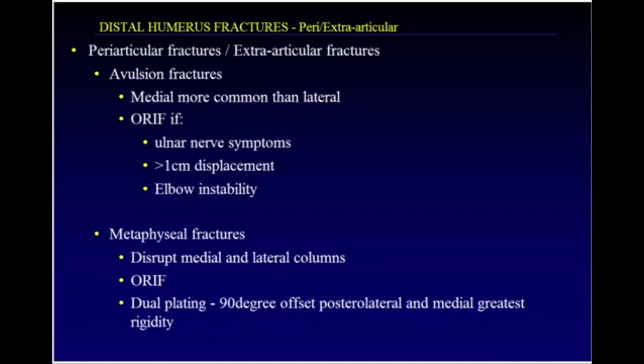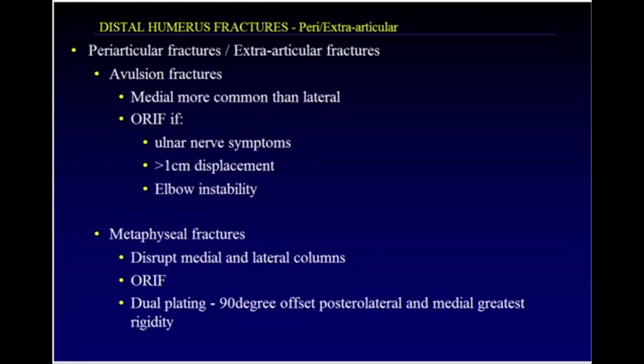Medial avulsion fractures are much more common than lateral. If the patient has ulnar nerve symptoms or greater than 1 centimeter displacement or instability of the elbow joint due to disruption of the ligamentous restraints, that would be an indication for ORIF. If you have a metaphyseal fracture or supracondylar fracture of the distal humerus, that by definition causes disruption of both the medial and the lateral columns. Those should be treated with ORIF.